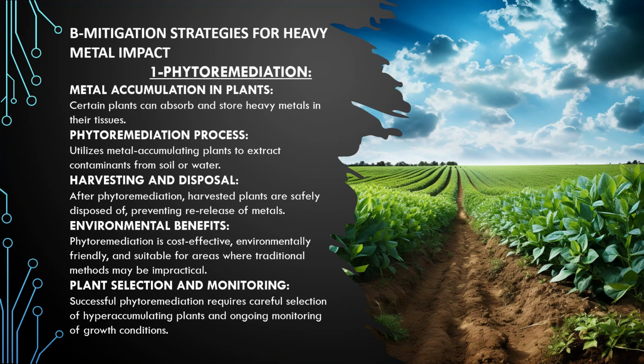1. Phytoremediation. Metal accumulation in plants. Certain plants can absorb and store heavy metals in their tissues. Phytoremediation process utilizes metal accumulating plants to extract contaminants from soil or water. Harvesting and disposal. After phytoremediation, harvested plants are safely disposed of, preventing re-release of metals.